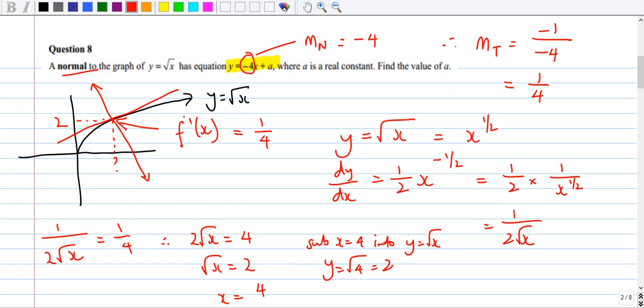So what I know now is the coordinates of this shared point, or this common point. And I also know that this normal passes through that common point. So if I sub x equals 4 into the normal, I should get y equals 2, and then I can solve for a. So let's do that on the next page.